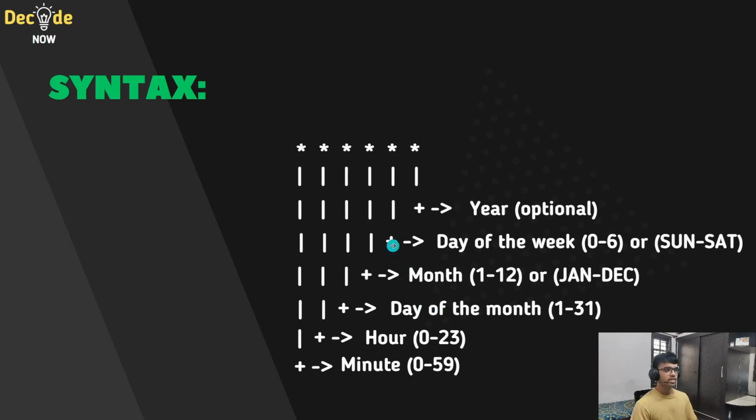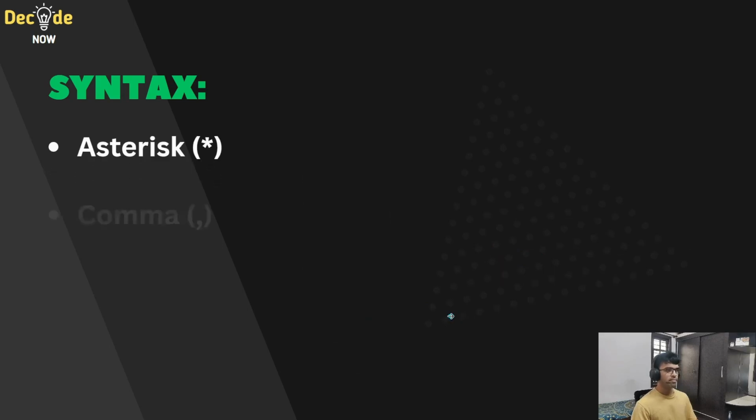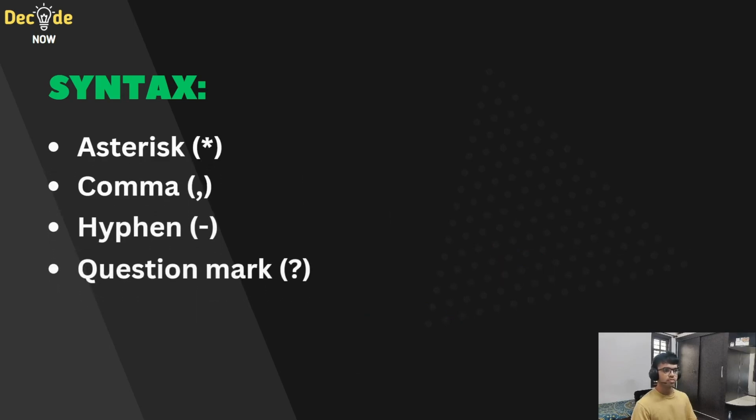Vice versa, let me just say I want to run it on Monday. I would say 1 here in the day of the week field and question mark in the day of the month field. So irrespective of whatever day it is, it can be 1st or 31st, if it is a Monday, then just run it. So that's the use of question mark, and it can be used only on day of the week field and day of the month field. So this was about question mark.